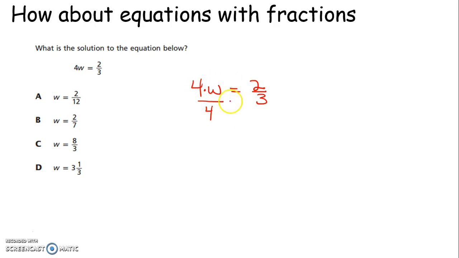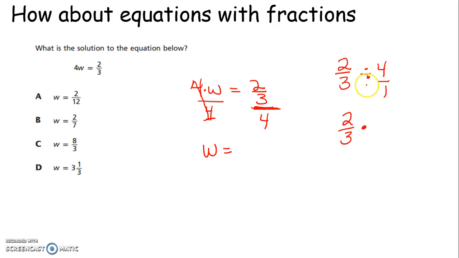So I'm going to divide the left side by 4. That means I also have to divide the right side of the equal sign by 4. 4 divided by 4, fancy form of 1. I have W equals, and then on this side, this is 2/3 divided by 4. 4 is the same as 4 over 1. 2/3 times, changing your division to multiplication, taking the multiplicative inverse here. The multiplicative inverse of 4 over 1 is 1/4. Straight across the top, straight across the bottom, we get 2 over 12.